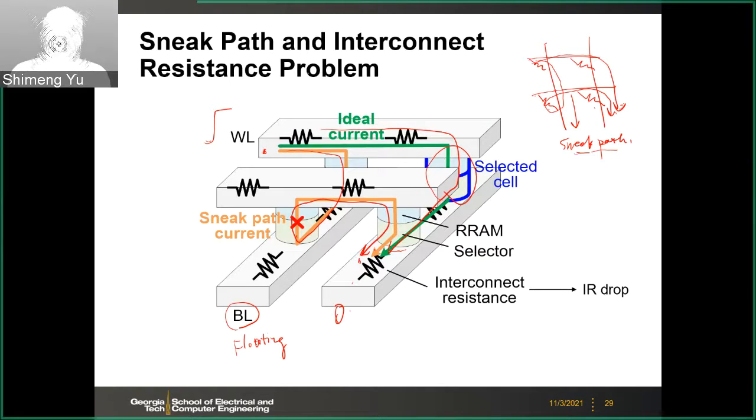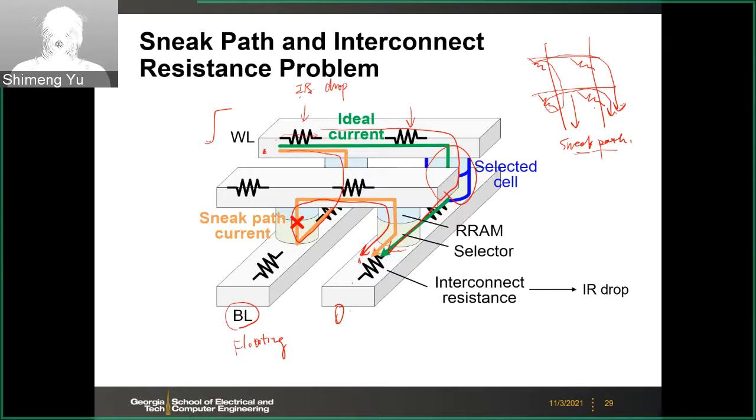And the other challenge is this wire resistance, the interconnect. So here we show those wire resistances. Those wires are made of metal, and metal has some finite resistivity. And then if you pass current along the wire, you will cause a so-called IR drop, because here you have current flowing through this one, and this one has some resistance. So the current multiplied by the resistance essentially gives the voltage drop across the interconnect.